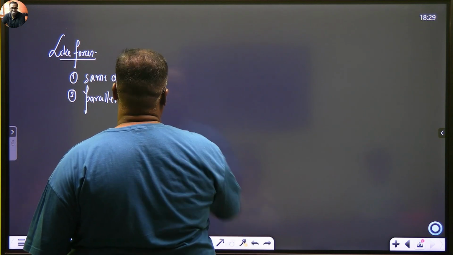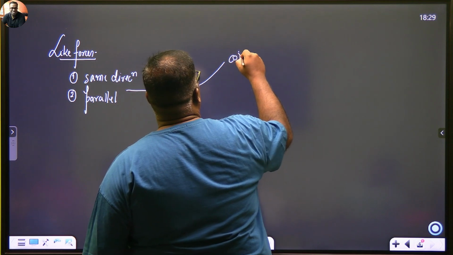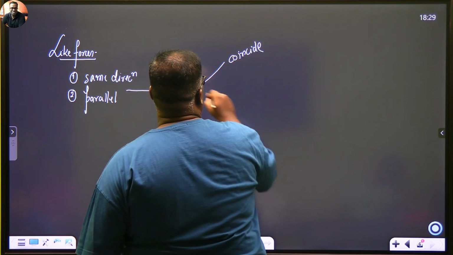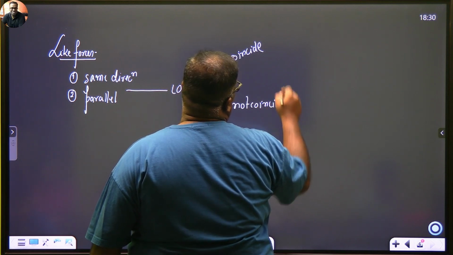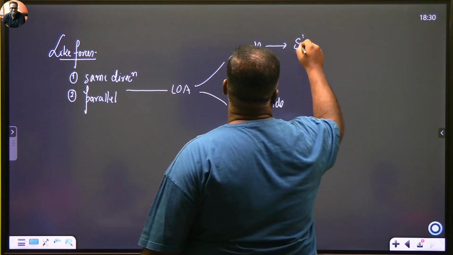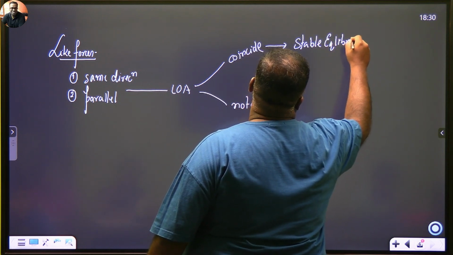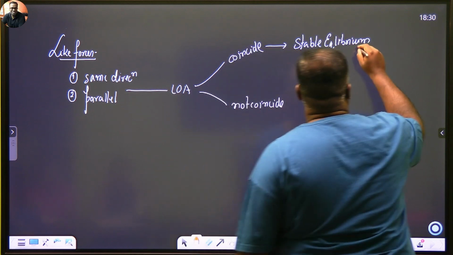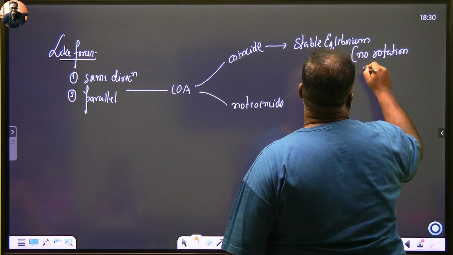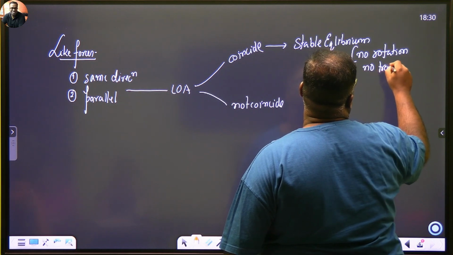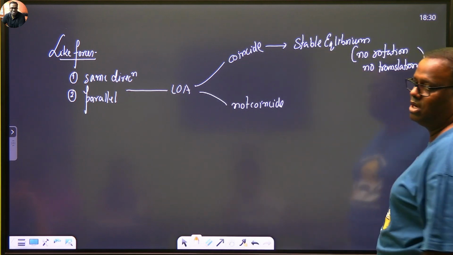Wait. Let it make it like this. और यहाँ पे ले आता हूँ LOA. LOA can coincide and not coincide. This is our coincide. If it coincides, body is in stable equilibrium. Stable equilibrium means what do you expect? No rotation, and no translation. No rotation, no translation.